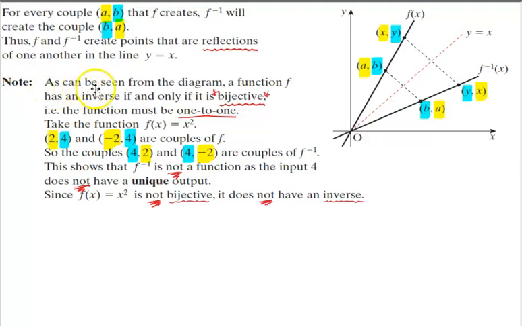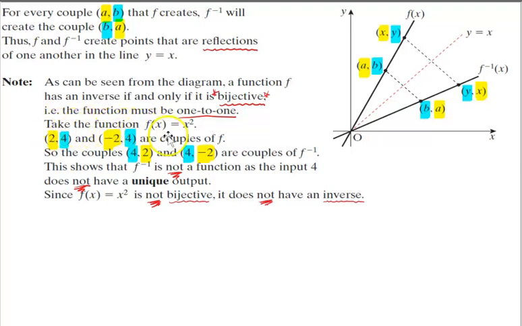So note, as can be seen from the diagram, the function f has an inverse if and only if it is bijective. So it has to be a bijective function, i.e. the function must be 1 to 1. So one input to one output. So if you're thinking of it in terms of a mapping diagram, every element on the left would have one arrow leaving it and going to only one element on the right. So there should be no element on the right-hand side that has two arrows going to it.